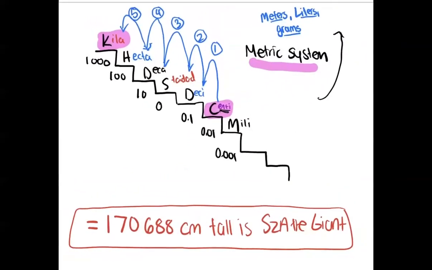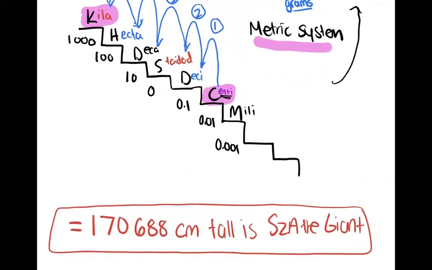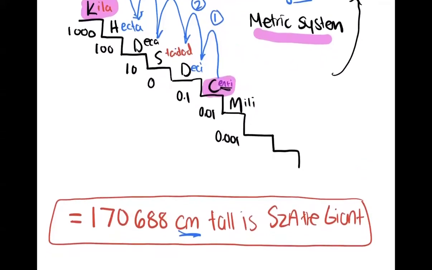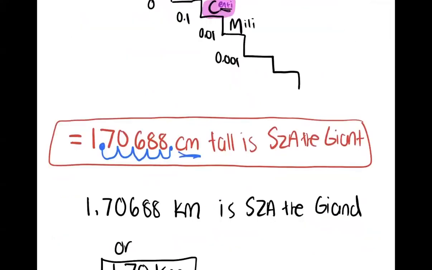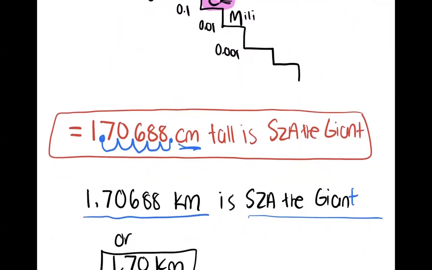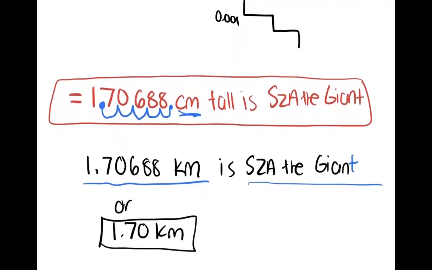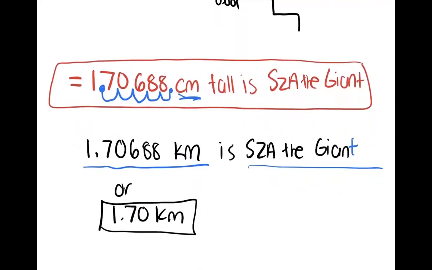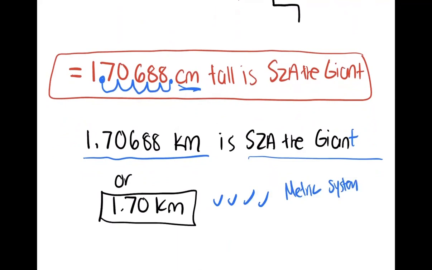So if I want to convert our answer from centimeters, which we have here, to kilometers, what we're going to do is find our decimal point, which is at the end. We're going to move it once, twice, 3 times, 4 times, 5 times. We get that SZA the giant, that's not how you spell giant, Miss Mo, SZA the giant is 1.70688 kilometers, or 1.70 kilometers. So this is a really good way to use the metric system to convert your problem.